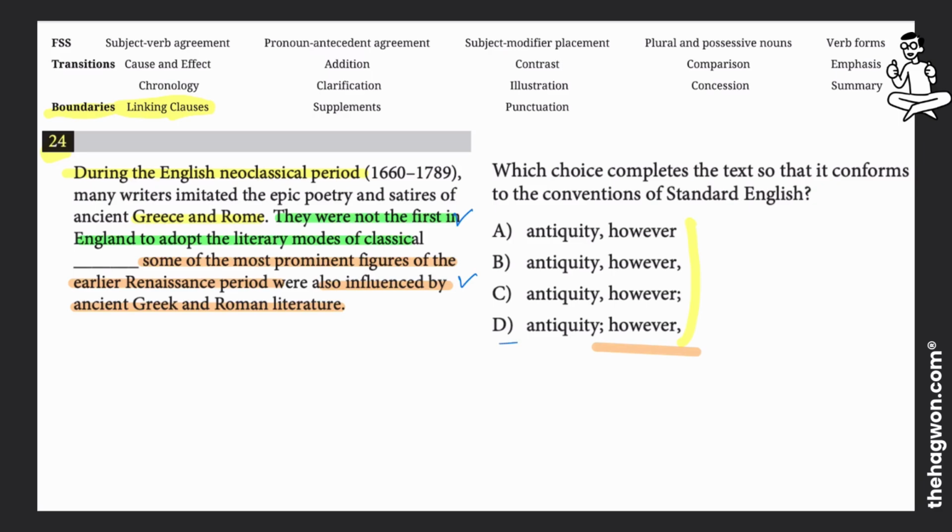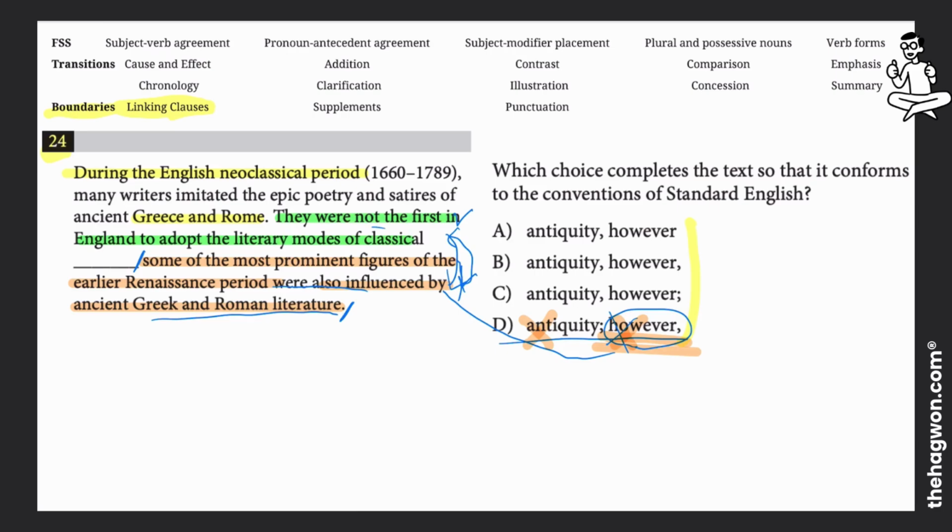if you choose D, let's say, if you place the however into our orange part, then this third idea is what will be contradicting the green. Okay? Now, is the influence of Greek and Roman literature something that is contradicting not the first in England to adopt? So you can see that the orange is actually a continuation of the green idea, meaning that we can't choose D. So choice D will be unused because however should not be attached to our orange.